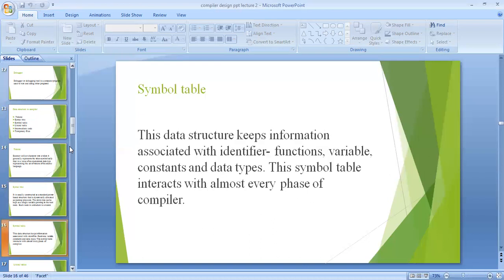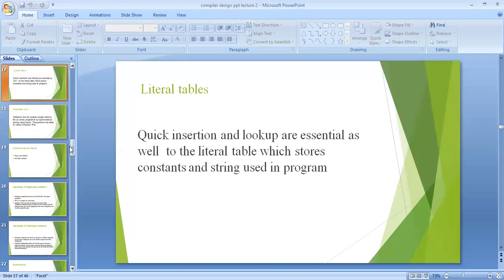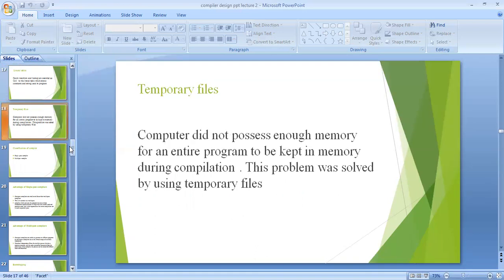Now I will talk about the symbol table. This data structure keeps the information associated with identifiers, functions, variables, constants, and data types. This symbol table interacts with almost every phase of the compiler. As we already told, there are phases of the compiler. So this symbol table is used in every phase of the compiler. Now literal table. Quick insertion and lookup are essential for the literal table, which stores constants and strings used in the program.